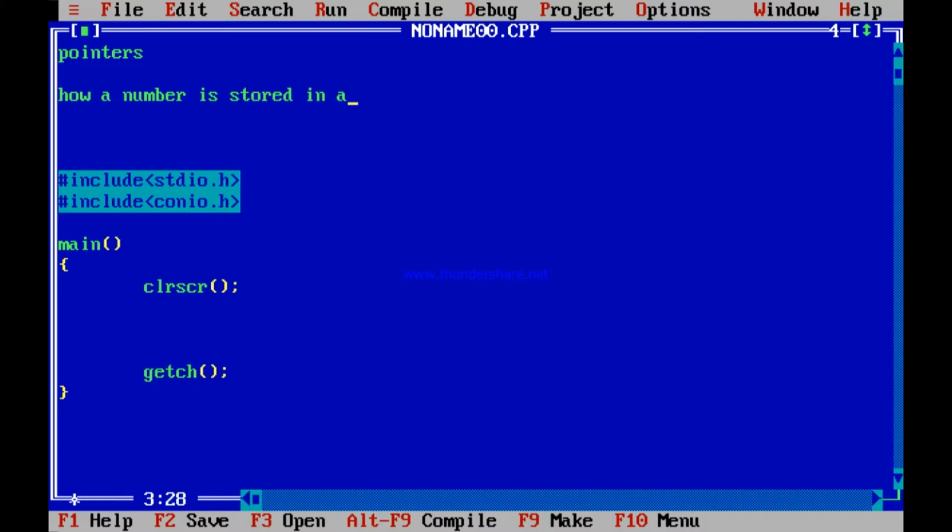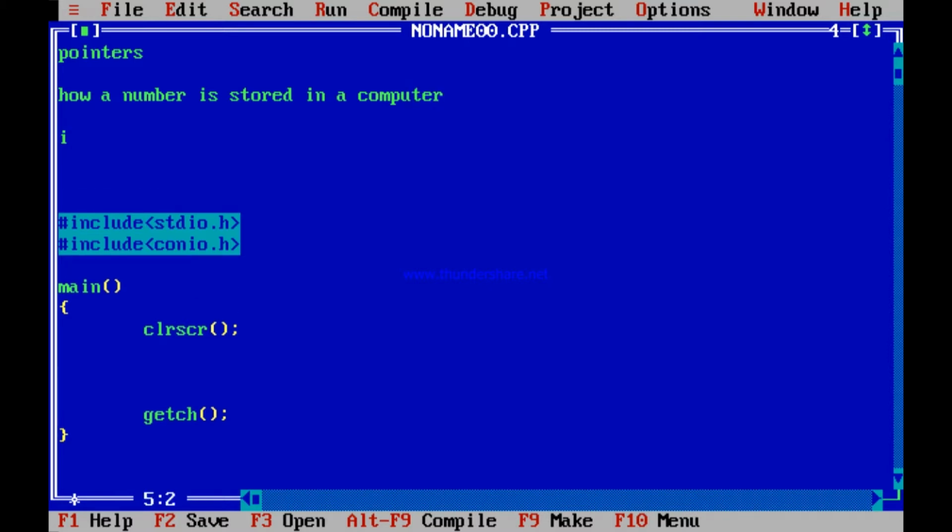in a computer. Within a computer, how do you store a number? Say when we are writing int a, or maybe int a equal to 56, whatever. But this 56 gets stored within the computer. How does this 56 get stored within the computer?